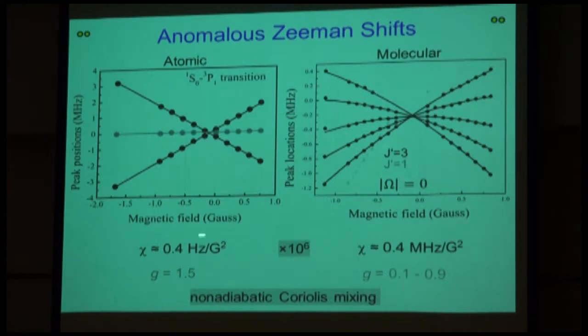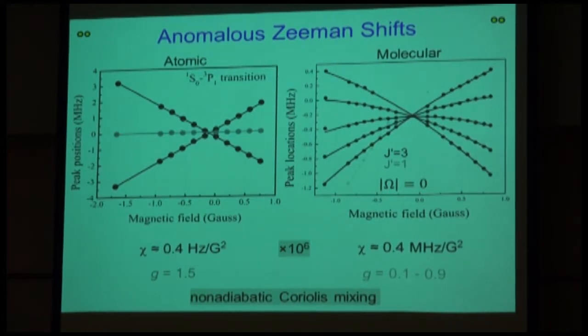There is some quadratic component that you can characterize by a quadratic coefficient chi, and it's about 0.4 hertz per Gauss squared, so it's tiny as expected. However, when you look at the bound atoms, even extremely weakly bound, this quadratic Zeeman coefficient is 0.4 megahertz per Gauss squared, so it's enhanced by a factor of 10 to the 6, even though they're so weakly bound. So that was quite puzzling.